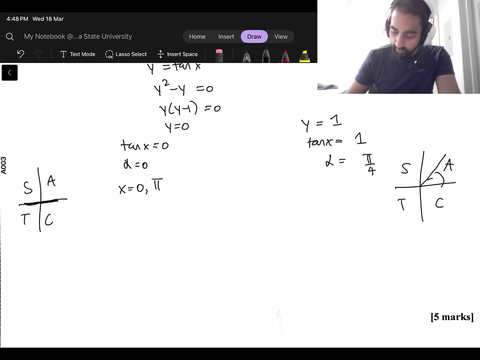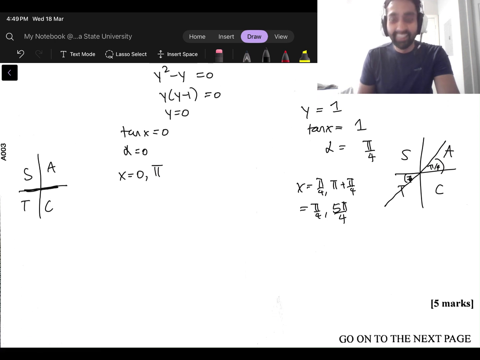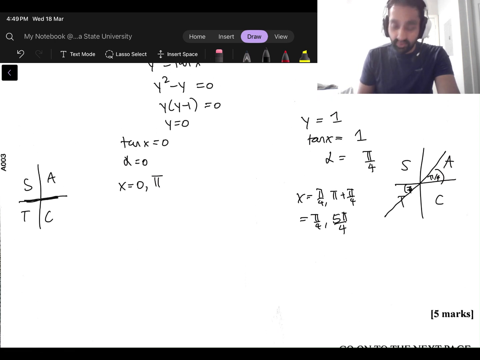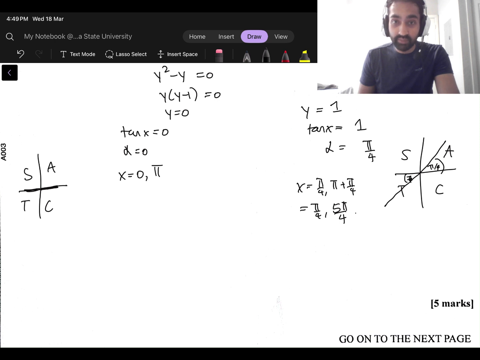ASTC, alpha is pi on 4, so that's this. And then the other one, for it to be positive, will be here, this exact same pi on 4. So the solution will be x equals pi over 4, but then pi plus pi on 4. And if you add that, you'll get pi over 4, and then 5 pi over 4. But the last thing to remember is that your solution has to be between minus pi and pi.